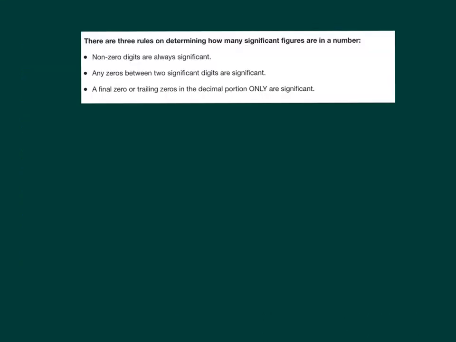So I'm going to begin by reviewing the rules of significant figures. Remember that non-zero digits are always significant. Any zeros between two significant digits are significant. So for example, if I have 12.2, those are all non-zero digits, so they're all significant, so that would be 3 significant figures. If I have 105, that is a zero between two integers, so they are all significant, so that's also 3 significant figures.